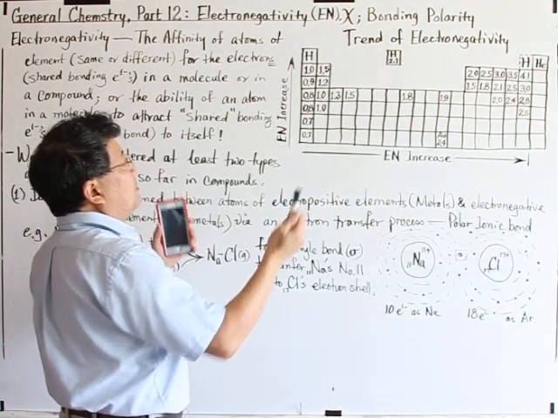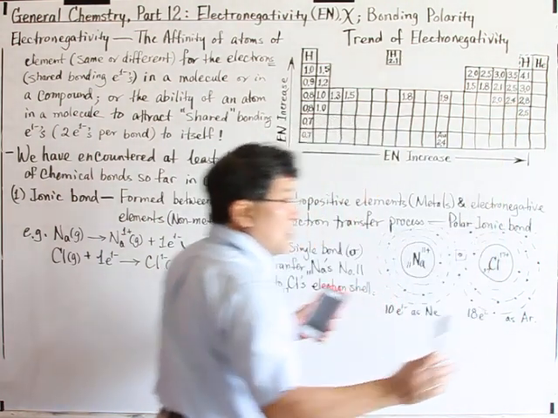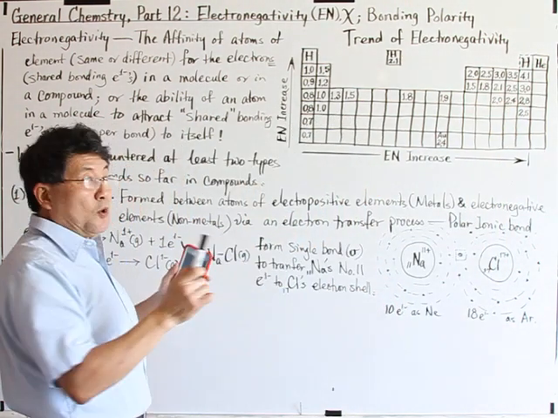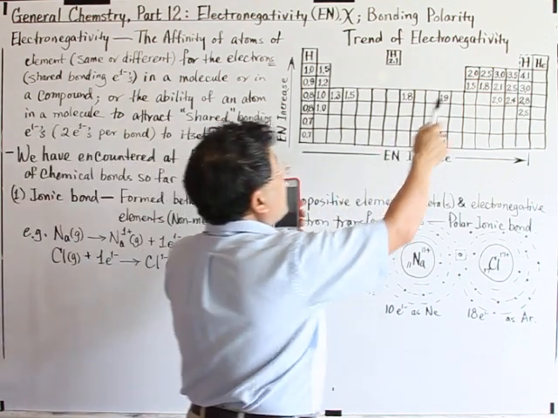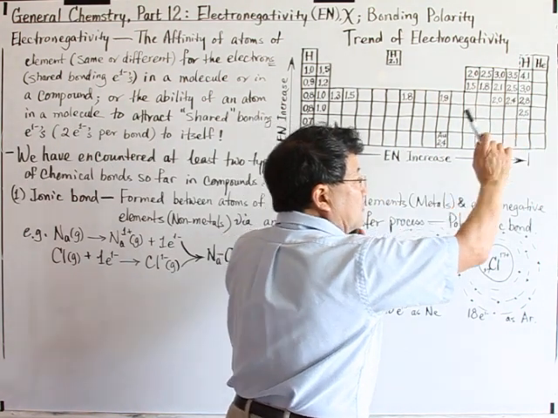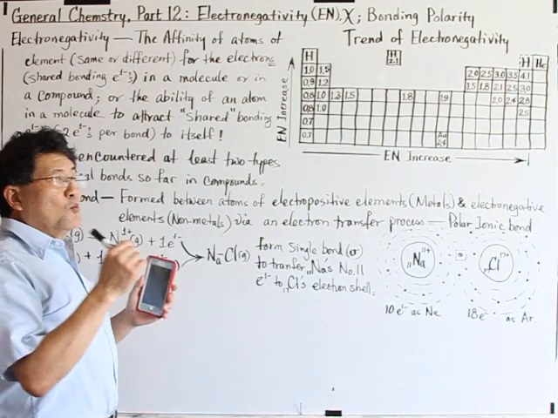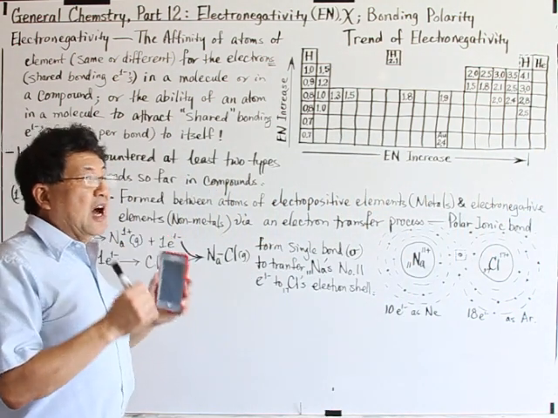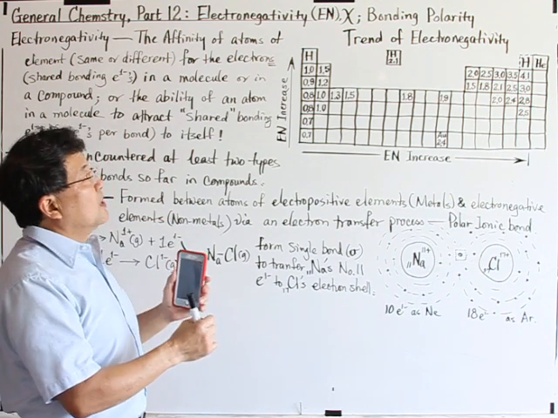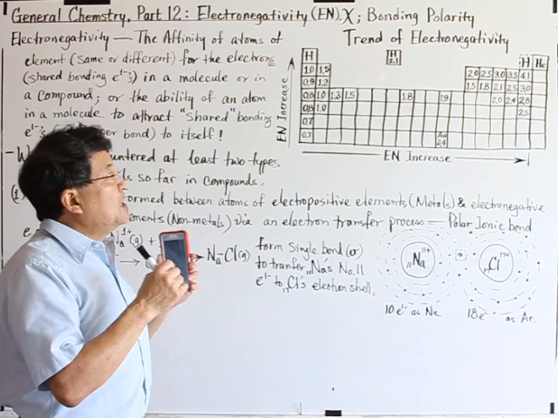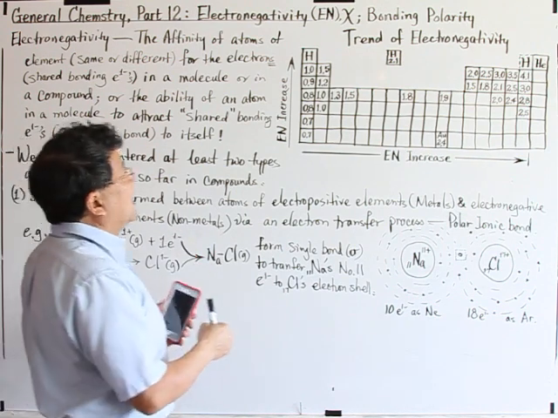So he set up the scale. Some textbooks say 4.1, most of them say 4.0 for fluorine. Fluorine is an element at the upper rightmost side of the periodic table, and it has a very, very high tendency to gain one more electron. It will become what? A neon configuration, like a noble gas, right? So that is the case.